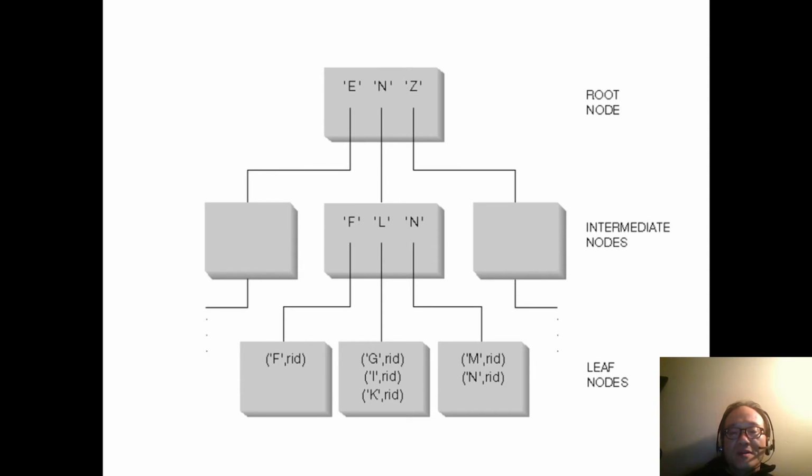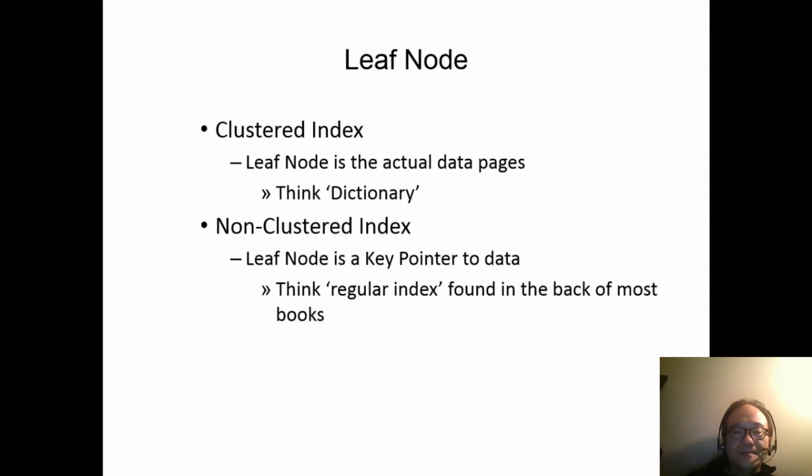In this example, we have only one root level, one intermediate level, and one leaf level. For clustered indexes, we have data in the leaf nodes. It's just like a dictionary. We search alphabetically to reach the content.